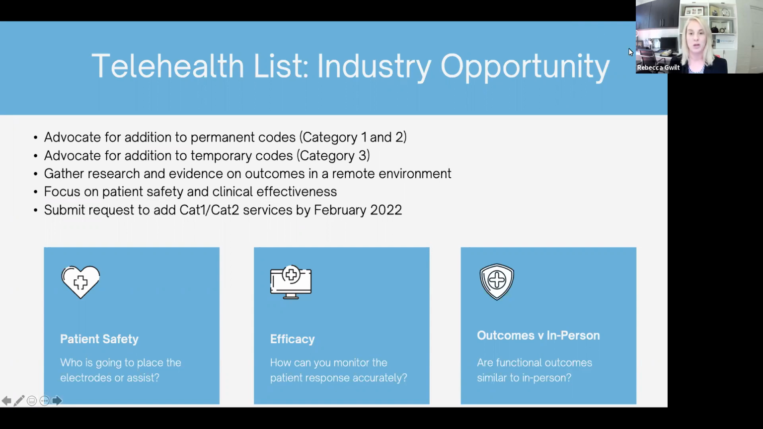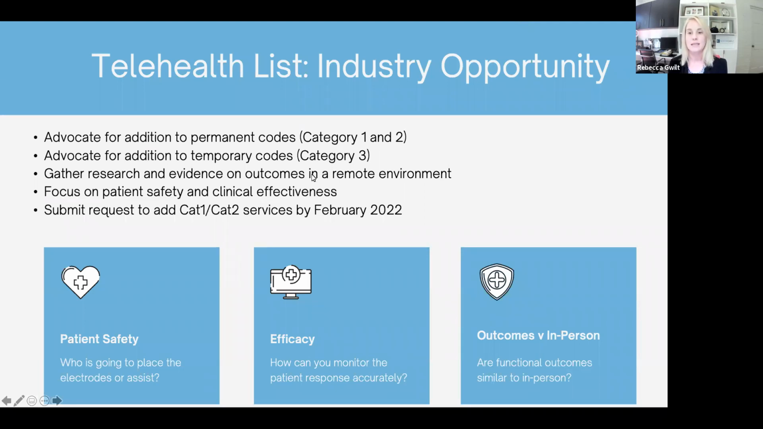You need to paint this picture for CMS that says, here's in practice what staff is going to be providing these services, whether it's just the physician or billing provider or other staff, how it's done, how you can demonstrate that it's going to be efficacious in a virtual environment, how you put guardrails in place to make sure that patient safety and quality of diagnosis is at the center of your decision making. I really do think that educating the agency is a great way to move these codes onto this list.